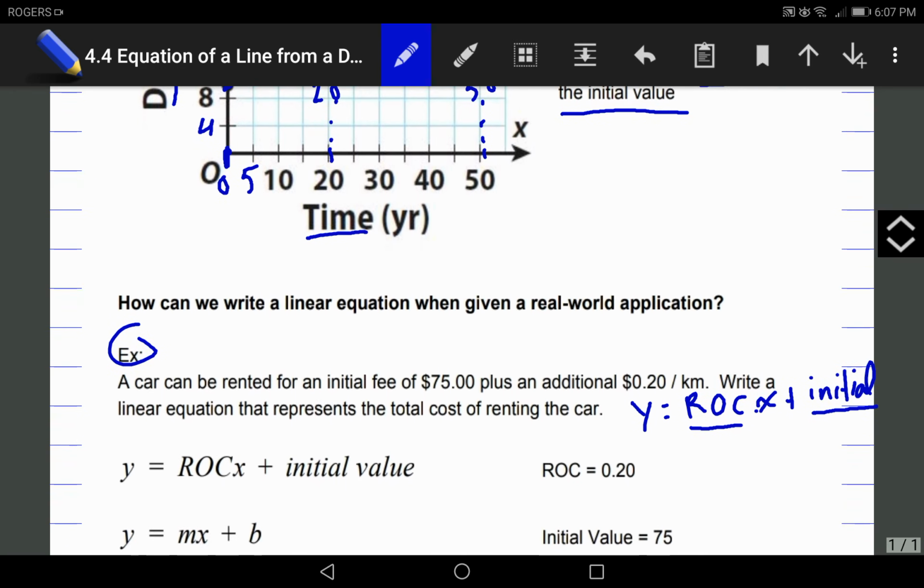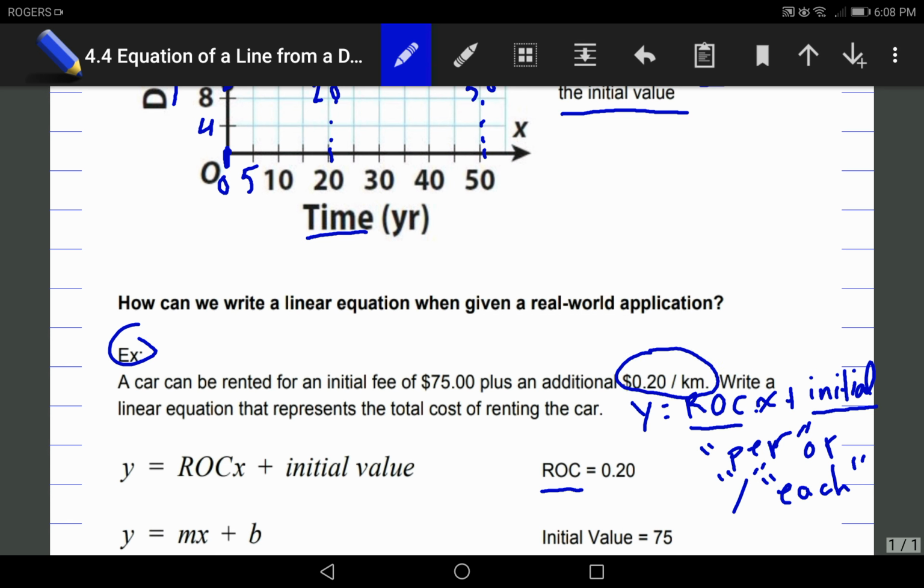Okay, so you can see in my work below here, I have identified that the rate of change is 0.20. So your rate, it's always going to be the one that has the word per, or maybe it'll have a slash. So per or slash, or maybe it'll say each. Where you see those words or where you see that slash is where you know for sure that you have found the rate of change. Okay, so in this case, it's right here. It's 20 cents per kilometer. That's my rate.